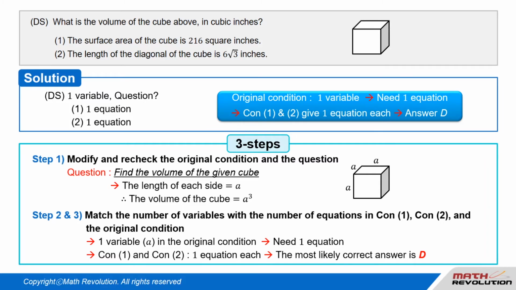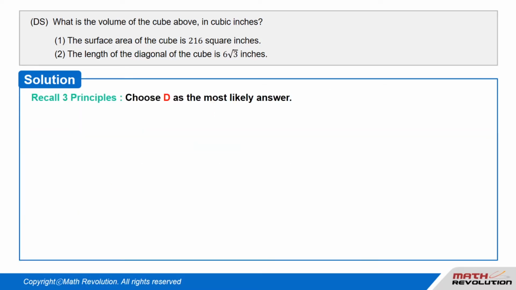Since conditions 1 and 2 will provide one equation each, D would most likely be the answer. It is 60% likely that the answer would be D if a cube question like this appears in the actual exam, because the number of variables is 1. You should never use the conventional approach suggested by the official guide. It is way too inefficient. Recall 3 principles and choose D as the most likely answer.